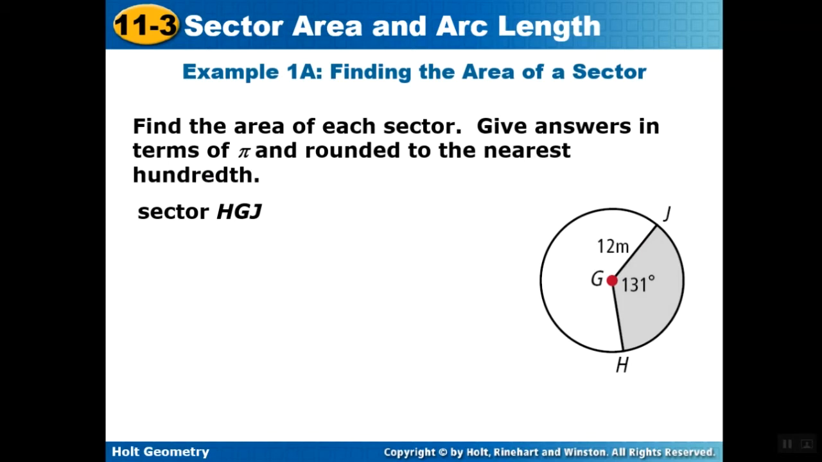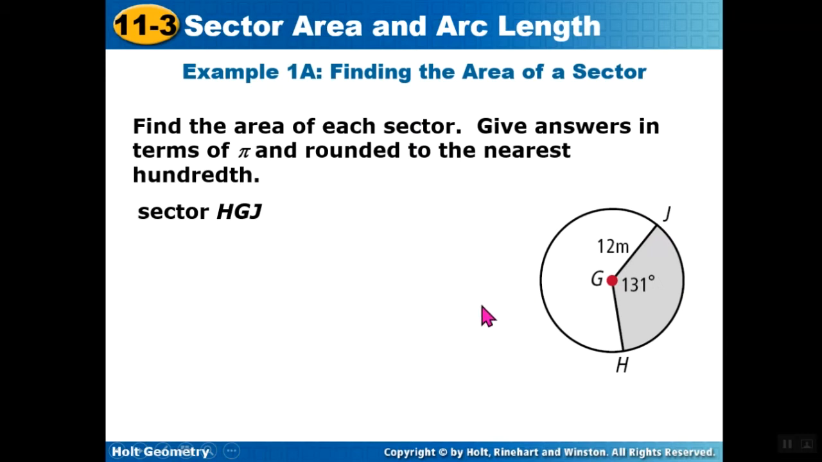Now, we want to find the area of the sector HGJ. H, as we said, we start from the circle. G, the center of the circle. J, the second point on the circle, where the bounded arc is HJ. Now, how to find the area?